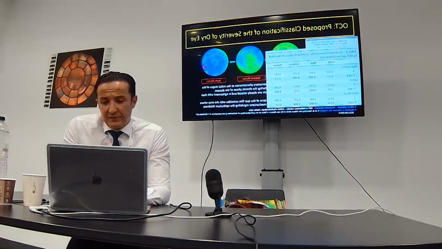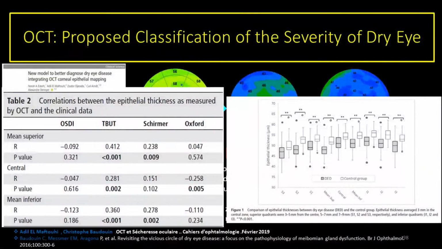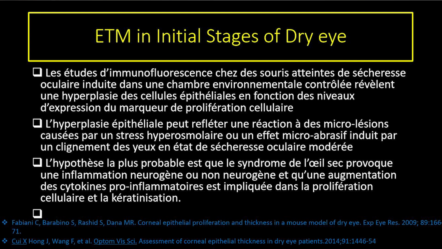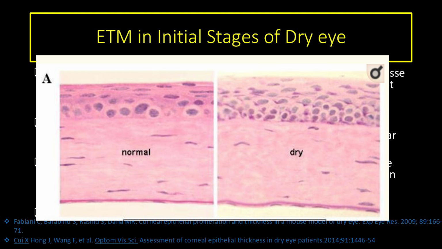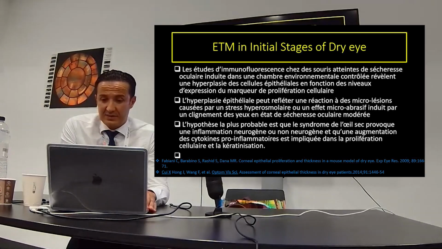In one of our publications in a British journal, we show a relevant statistic and a good correlation with breakup time and epithelium mapping. And we confirm also the tendency of the epithelium thinning in a more advanced dry eye. In the mouse model, after 7 days of induced dry eye, we observe also a hyperplasia.